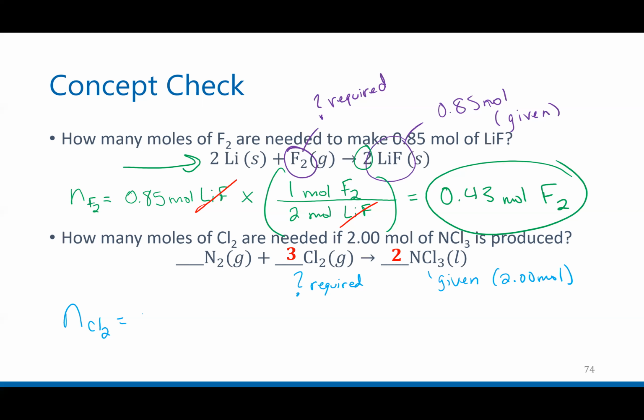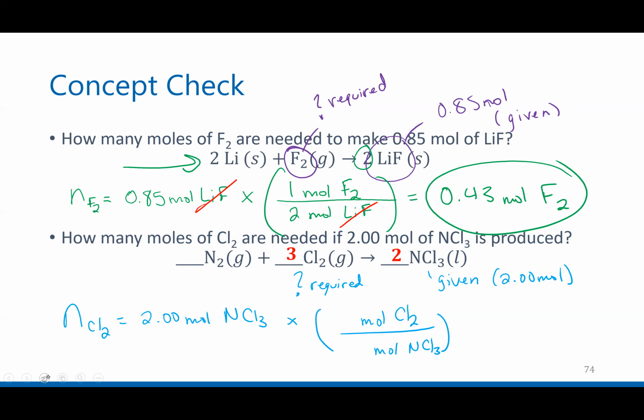So I take my 2 moles of NCl3 and I multiply it by my mole ratio. So I'm going to multiply it in this case by what is required. I'm looking for my moles of Cl2 and I'm dividing it by my moles that I'm given. If you're wondering where these numbers come from, I'll show you.